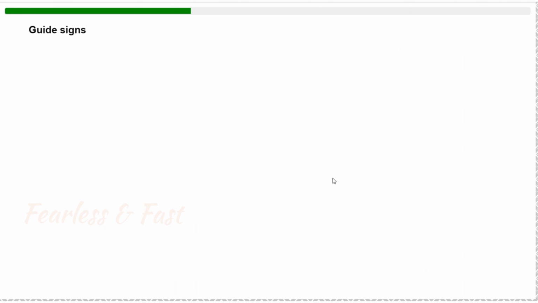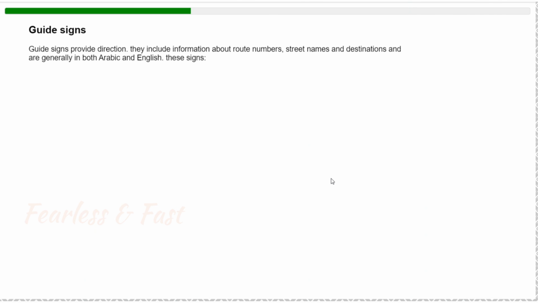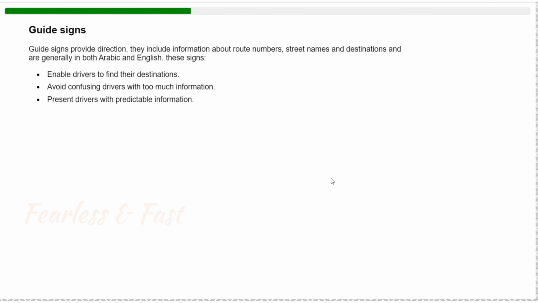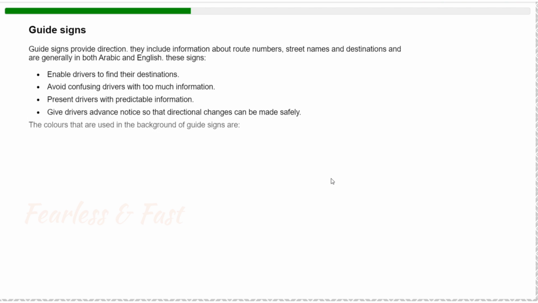Guide signs. Guide signs provide direction. They include information about route numbers, street names and destinations, and are generally in both Arabic and English. These signs enable drivers to find their destinations. Avoid confusing drivers with too much information. Present drivers with predictable information. Give drivers advance notice so that directional changes can be made safely.